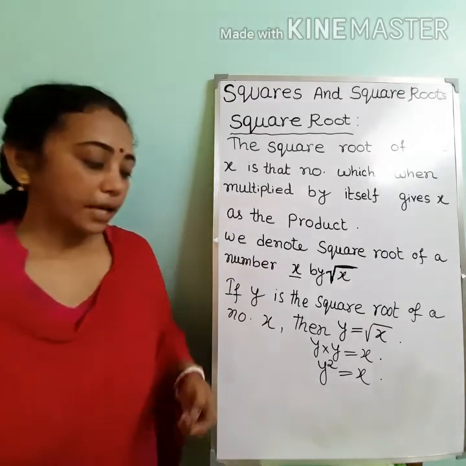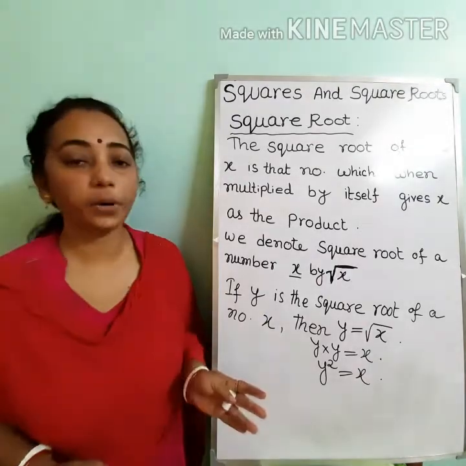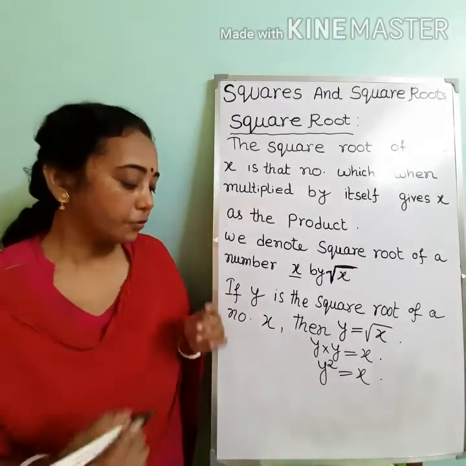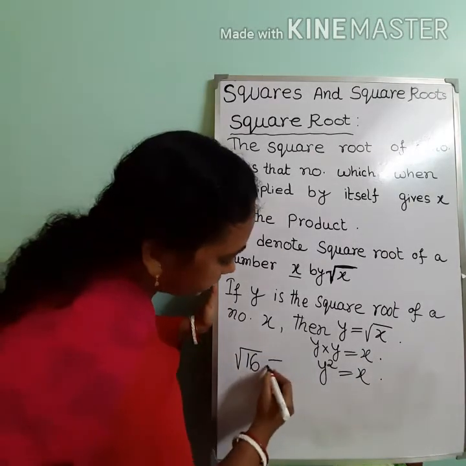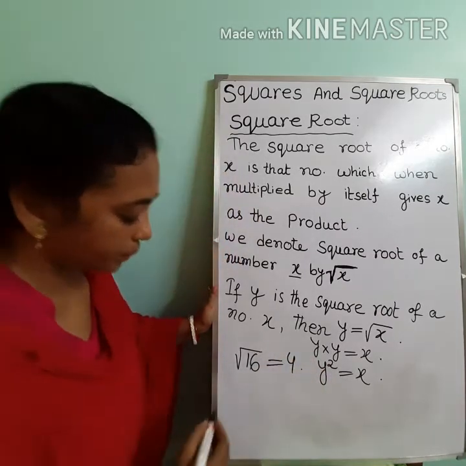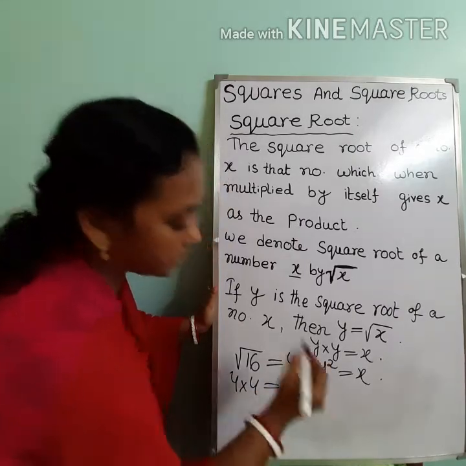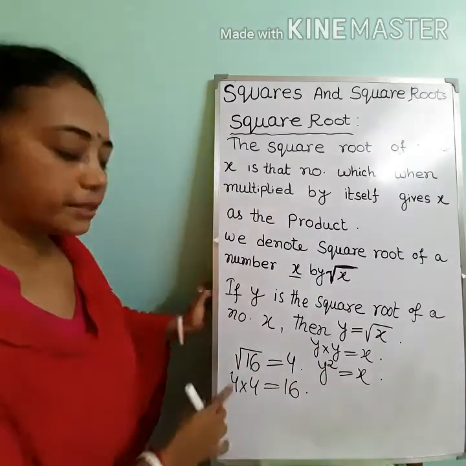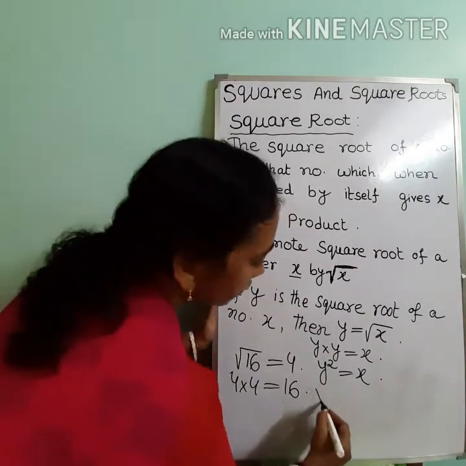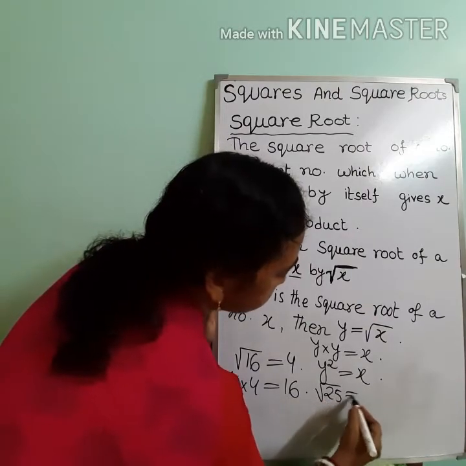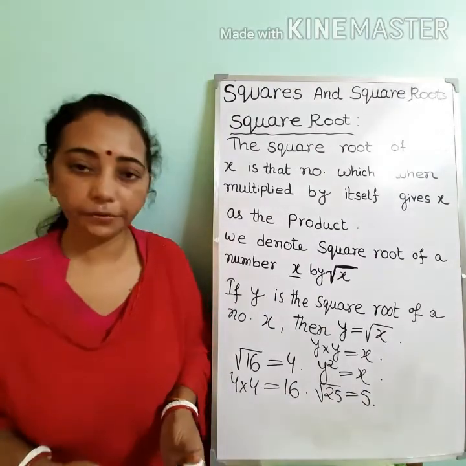That means finding the square root is the inverse operation of squaring. For example, if I write under root 16, then it is 4. Why is it 4? Because when 4 is multiplied by 4, we get the square number 16. So both are related to each other. Similarly, if I write the square root of 25, it is 5, because when 5 is multiplied by 5, we get the number 25.